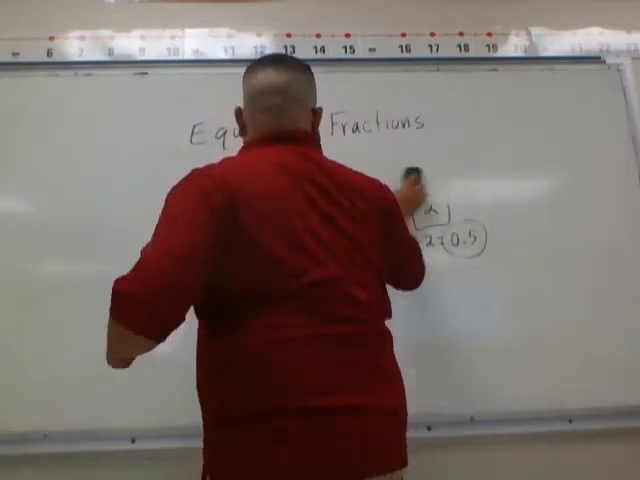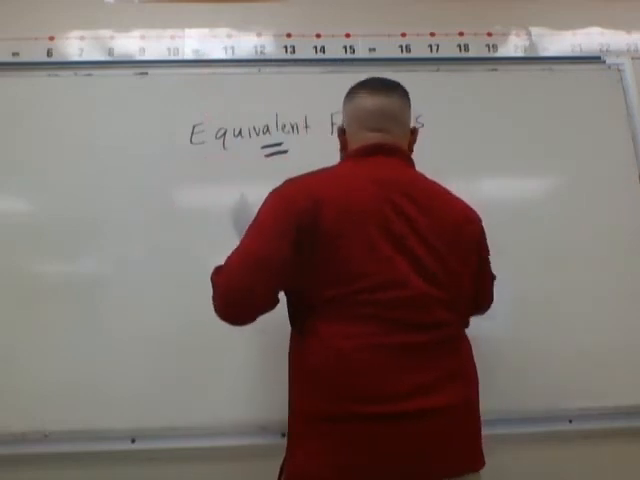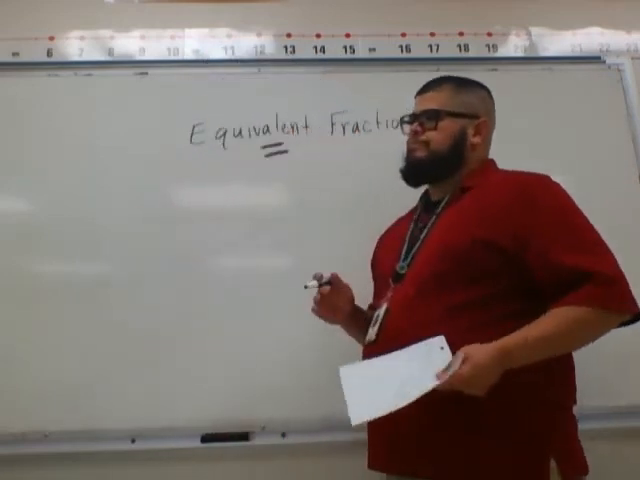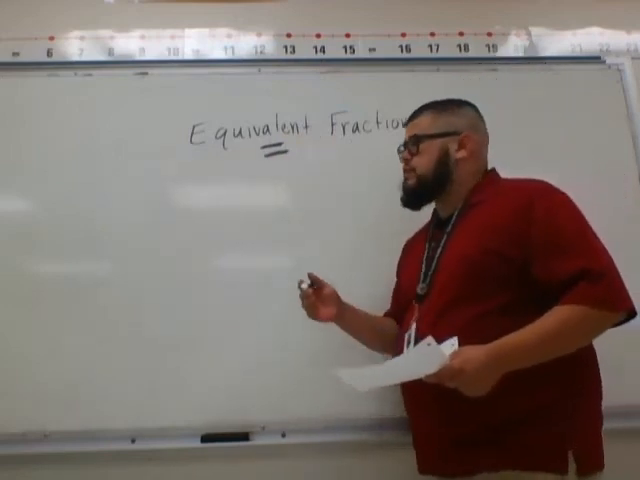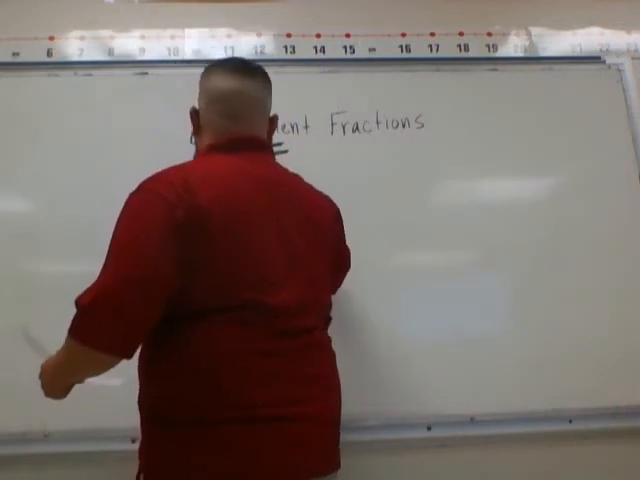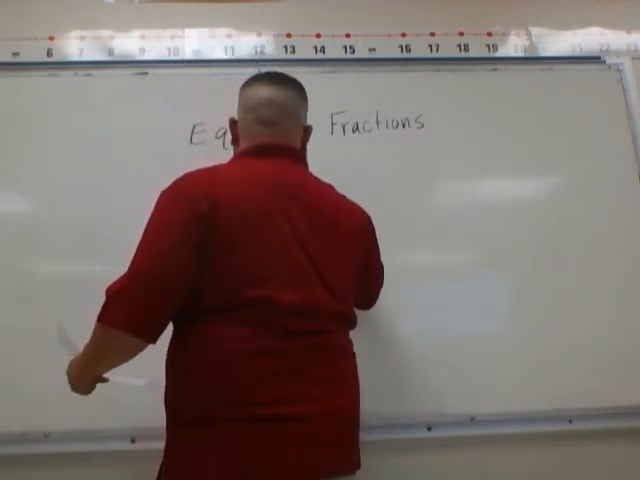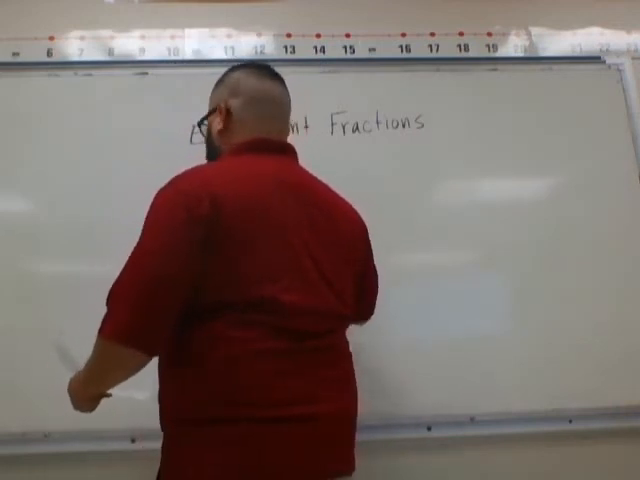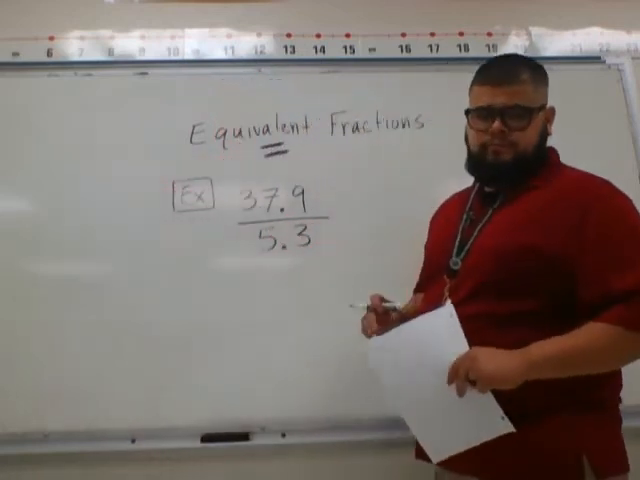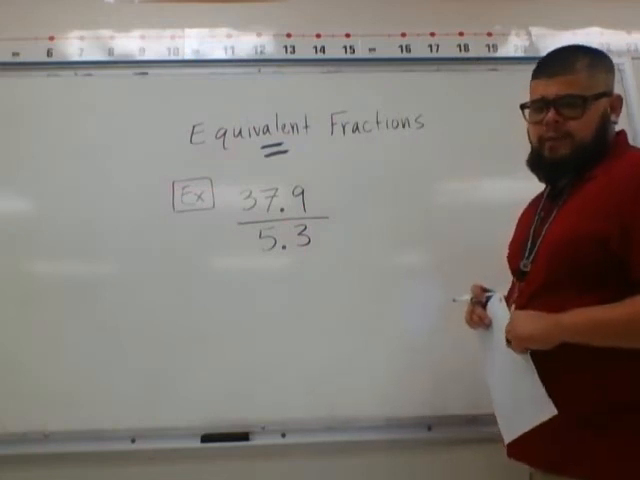It's our last one we're going to talk about. This one will help us get into dividing decimals. Okay, so we're going to start off with our example. 37.9 divided by 5.3. 37.9 divided by 5.3.